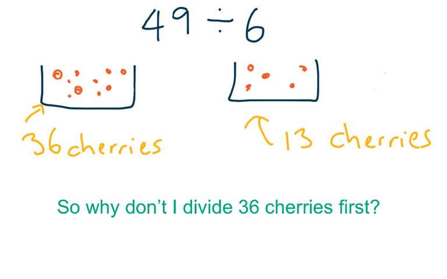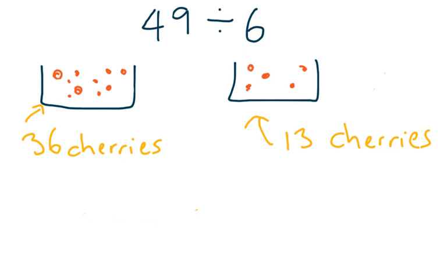And because I've separated out 36 cherries from 49, I would of course have 13 remaining cherries that I will need to share out afterwards. So starting with the 36 cherries, I already know that 36 divided by 6 equals 6, because I've chosen it based on my 6 times 6 equals 36 times table.